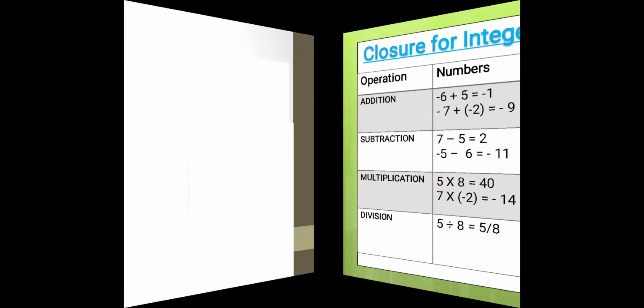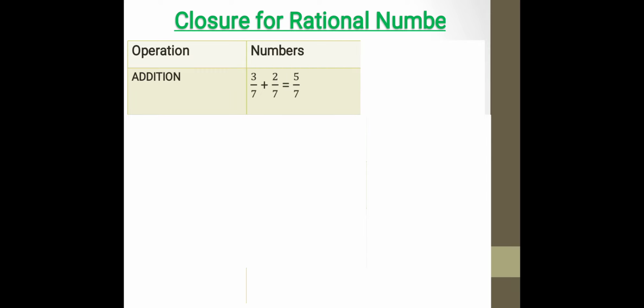Let's check the closure property for the next type of number, that is rational numbers. Now we know that rational numbers are the numbers which can be written in the form p upon q, and q should not be equal to 0. That is, the denominator should not be equal to 0. So let's check closure for rational numbers under addition and add two rational numbers. 3 upon 7 plus 2 upon 7 equals 5 upon 7, which is a rational number. So when we add two rational numbers, the answer is always a rational number. So rational numbers are closed under addition.